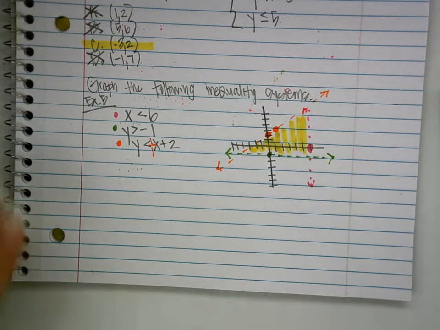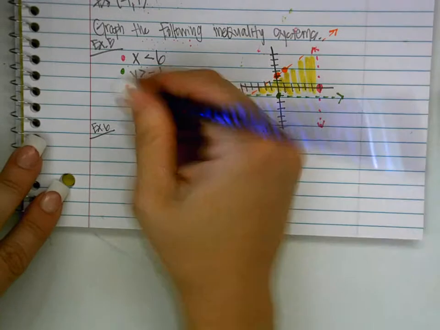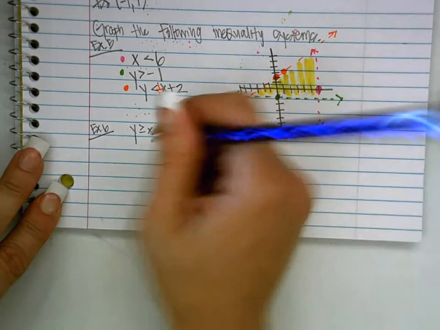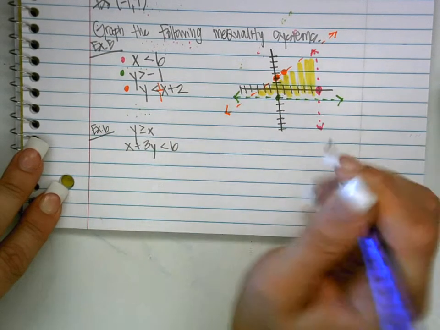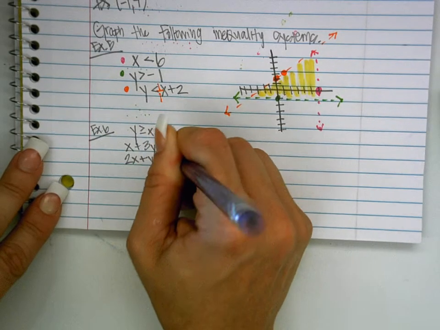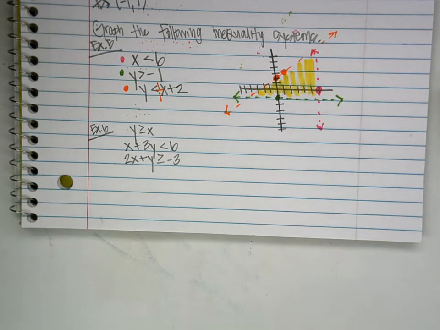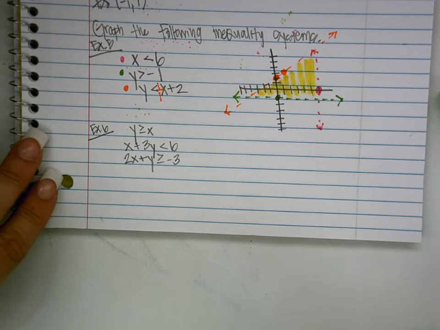Okay, and then the last one I'd like you to graph today. Last one, I promise. Y greater than or equal to X. I'd also like you to graph X plus 3Y is less than 6, and 2X plus Y is greater than or equal to negative 3. So Y greater than or equal to X. X plus 3Y is less than 6, and 2X plus Y is greater than or equal to negative 3.